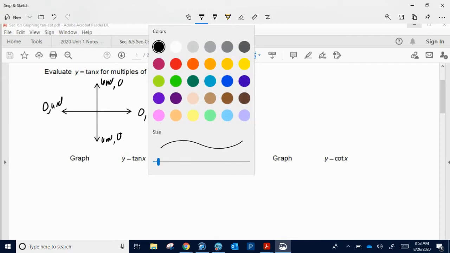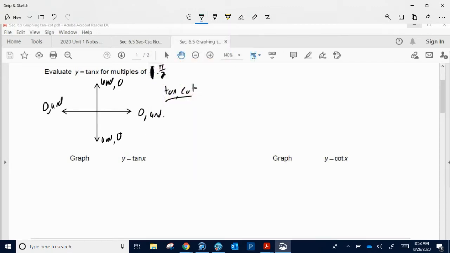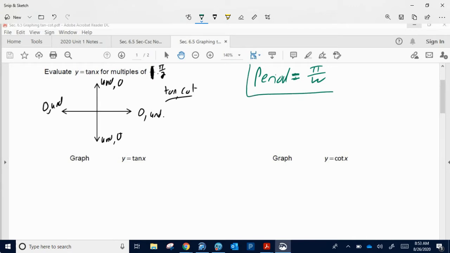Other big things here. As far as pieces to label when we graph these, there's a lot of the same ideas that we've been working with: amplitude and vertical shift and phase shift and W values and periods. But the period on these is not 2 pi over W. The period for a tangent or cotangent curve is only pi, so it's pi over W. That's a big difference from what we've been doing the last week or so.